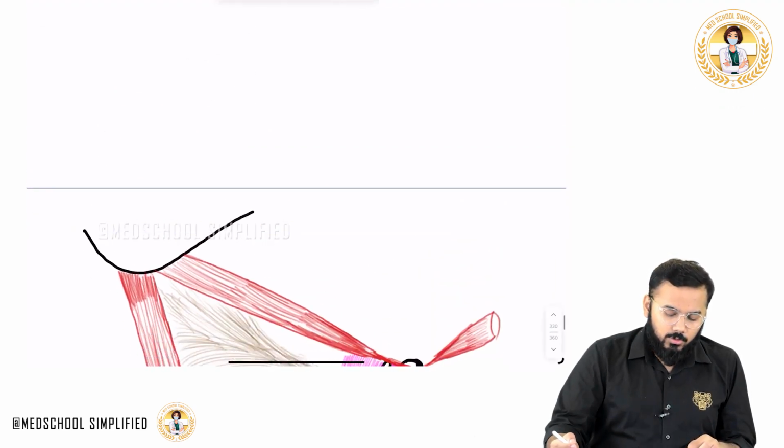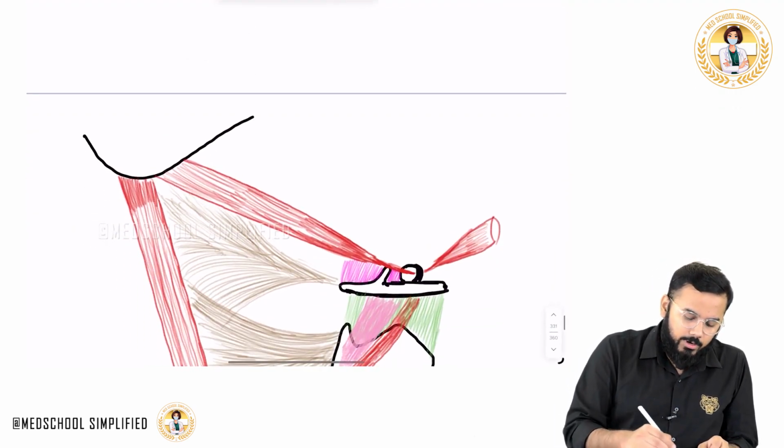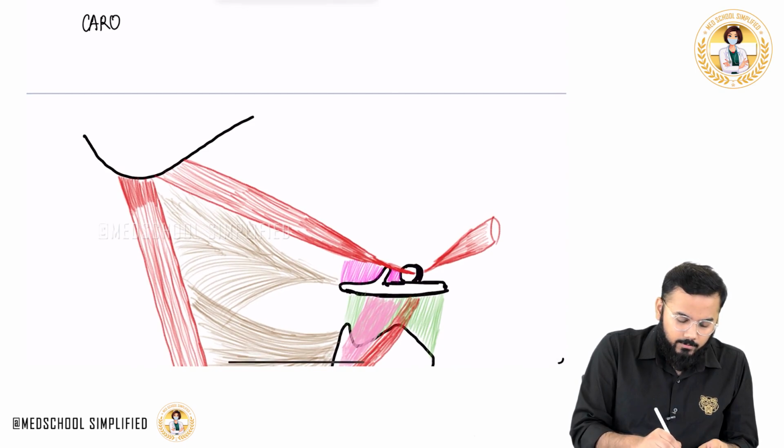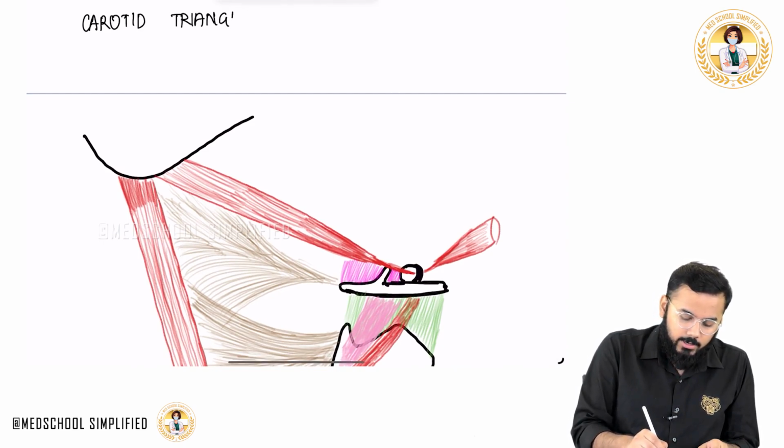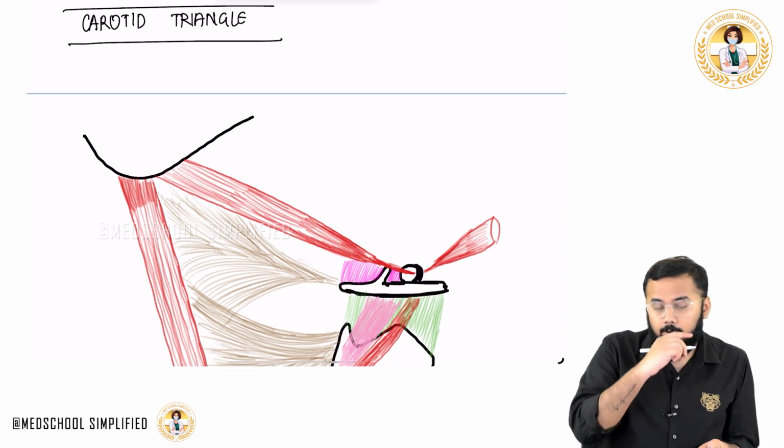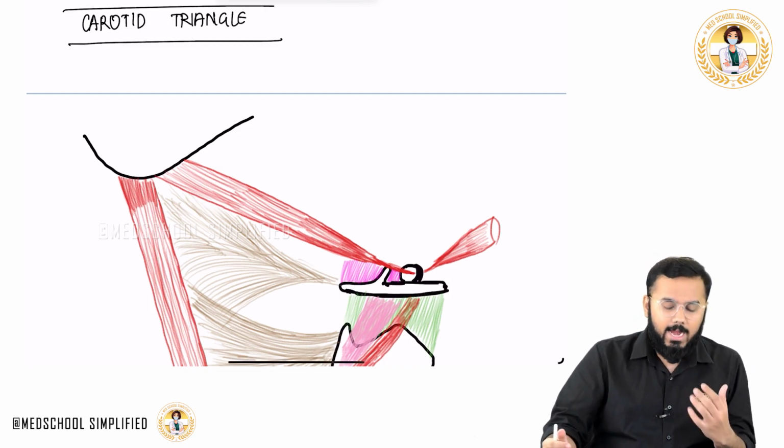Hello guys, so now we shall be discussing another important topic on carotid triangle. Carotid triangle. So all of you know where the carotid triangle is located? That is located in the anterior neck.